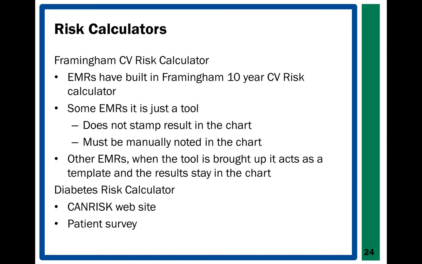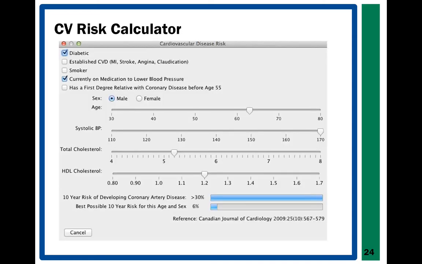Okay, thanks, Barb. And so some of the other risk calculators that are out there, there's a diabetes risk calculator, and you can find that on the CanRisk website. There are patient surveys. We move to the next page. This is an example of a CV risk calculator from the PS suite. It does not stamp the chart, but the next release, as Barb has indicated, for many of the EMR vendors, the next release from PS suite specifically will.